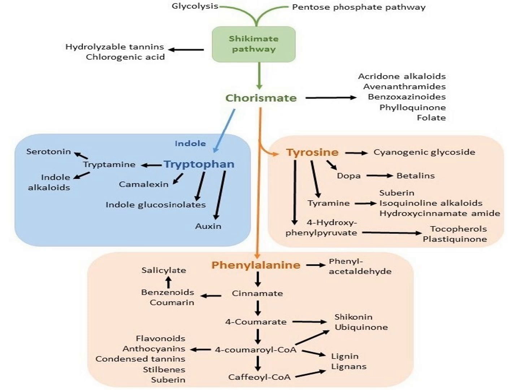So it will produce different types of secondary metabolites. It will also form indole metabolites. It also helps to produce different types of amino acids. So likewise, we can write down the different roles of the shikimic acid pathway.